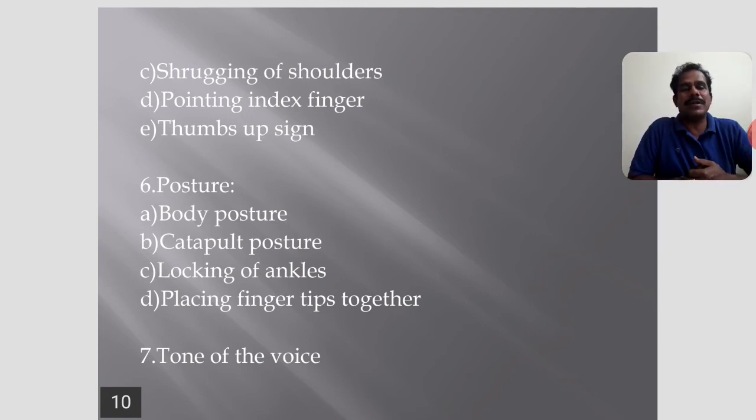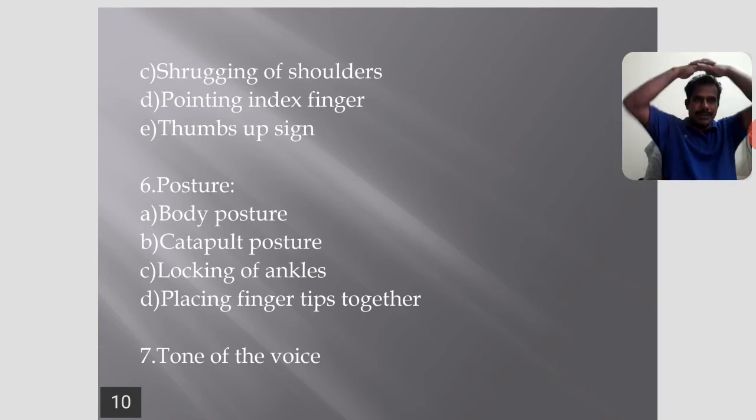Posture is also very, very important. Body posture, sitting straight and standing. Body posture and body proximity, shoulder movement, and arm placement are also very important. Standing straight or slouching indicates the person's posture. This is a negative posture. Straight posture is a positive posture. Keeping hands and locking ankles is also one kind of posture.